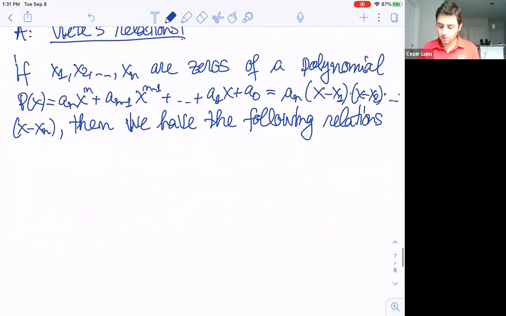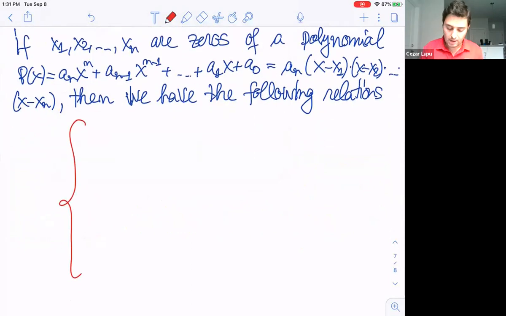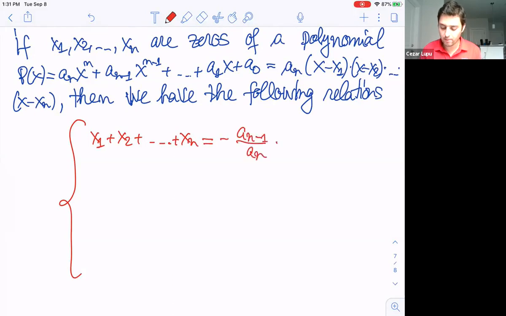And I'm going to write it with red. I want you to look very carefully. The first will be the sum of the roots, x1 plus x2 and so on. Well, of course, if I have a polynomial of degree n, it will have n roots. So this will be nothing else than just negative a sub n minus 1 over a sub n.